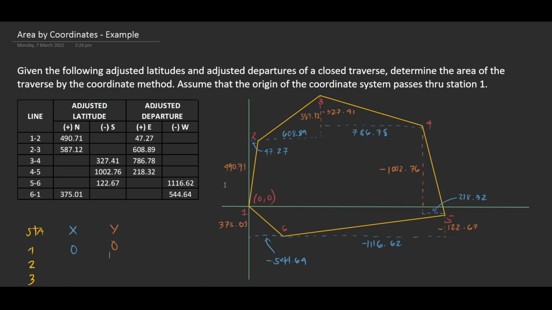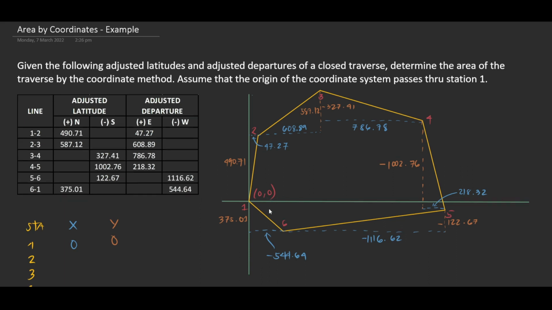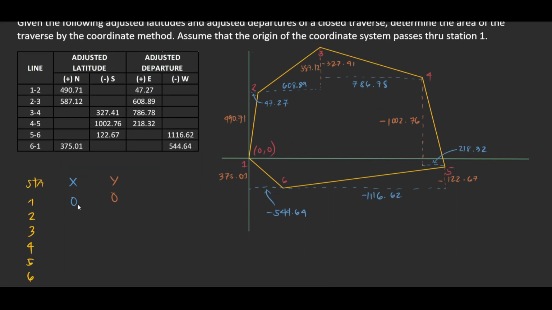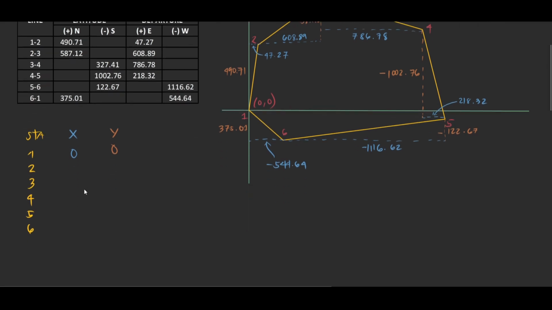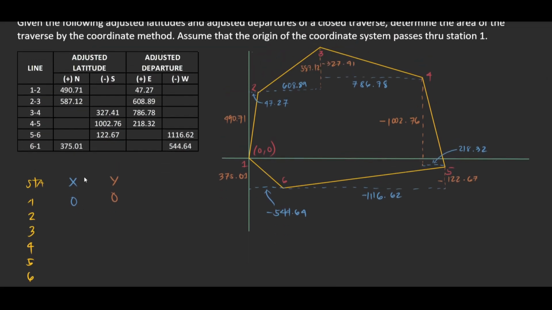Okay, so take note that these are adjusted latitudes and adjusted departures because you have to adjust your traverse before computing for any area. Okay, and then take note of the second statement here that the origin of the coordinate system passes through station 1. So therefore, the coordinates of station 1 is 0, 0. Okay, so now before we can use the coordinate method, the area by coordinates, the formula that we derived in the previous video, we must find first the x and y coordinates of each station. Okay, so let's find first the x here.